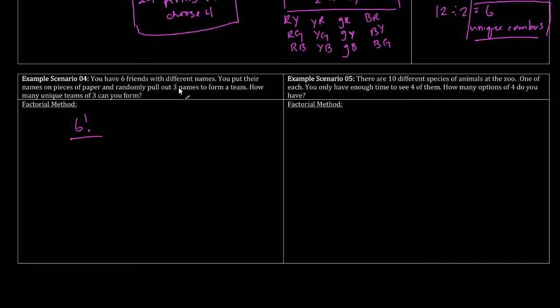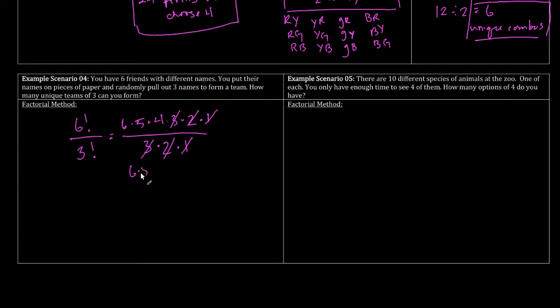But we're not picking six people. We're only picking three people. So we got to get rid of the last three. So 6 times 5 times 4 times 3 times 2 times 1. And we need to get rid of or undo the last three chosen. So here we go.